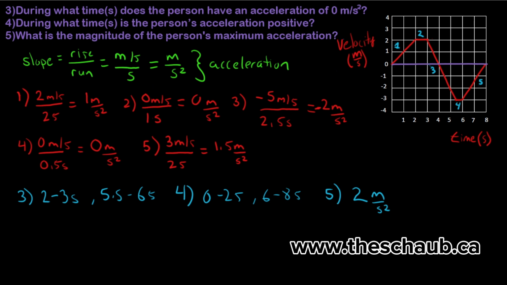Looking back at questions 3, 4, and 5, we can come to some conclusions. In question 3, we're asked, what times does the person have an acceleration of 0 meters per second squared? These are where our lines are flat and have no slope. In question 4, we're asked, during what times is the person's acceleration positive? These are lines that have a positive slope as defined in mathematics. In question 5, we're asked, what is the magnitude of the person's maximum acceleration? In the future, we can just look for the line with the greatest slope, and this will always give you your maximum acceleration.